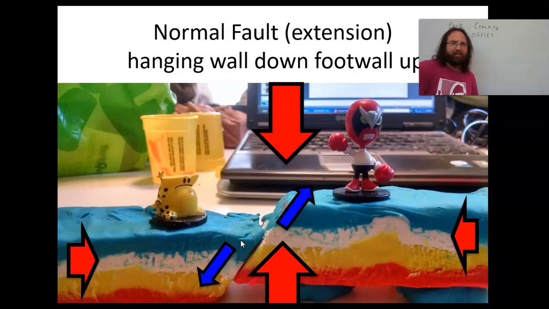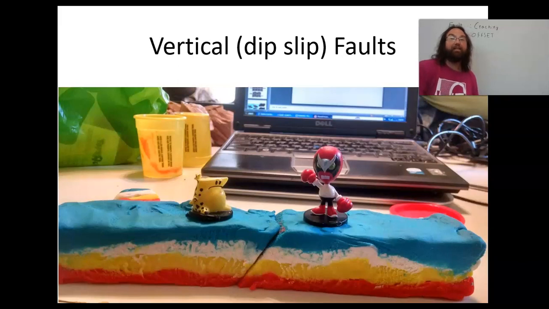So the first fault we're going to look at is what we call faults where the predominant direction of slip is along the dip of the fault plane. We call these dip-slip faults. They come in two classes. And the first class is what we're going to call a normal fault.